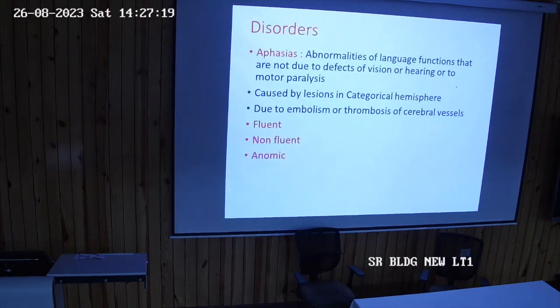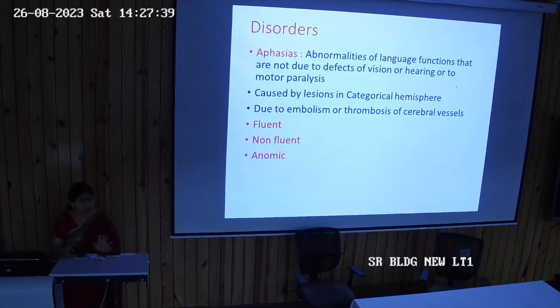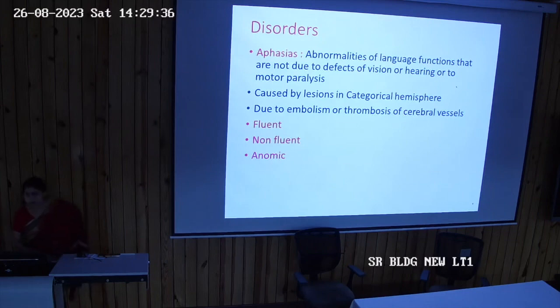Aphasia or dysphasia. What do you mean by aphasia? Abnormalities of language functions that are not due to the defect of vision or hearing. So, deafness is something different and aphasia is different. डेफनेस किस वजह से होगी? The definition itself says the abnormalities of language functions that are not due to defect of vision or hearing or to motor paralysis. So deafness is when the ear is not able to hear.